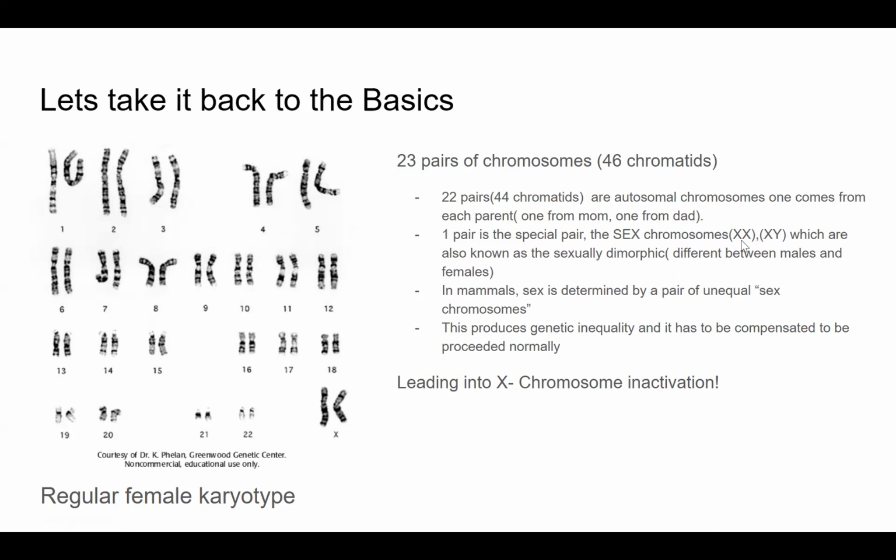So for double X, it is a female, and then for X and Y, it is a male. And these chromosomes are also known as sexually dimorphic, and that's because X and Y is a male, and then X and X is a female. So it's different between males and females. And to determine sex in mammals, it is by a pair of unequal sex chromosomes, which produces genetic inequality, and it has to be compensated for to proceed normally. And it's leading into today's topic, X chromosome inactivation.